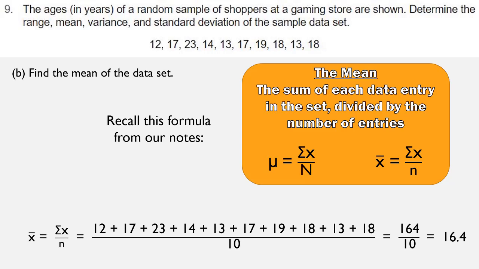Sigma of x means add up all the data values, and dividing by n means divide by the number of entries. So we had 10 data values here. If we add them all up, we get 164. 164 divided by 10 is 16.4. That's the mean of the data set, which is the answer to part B.